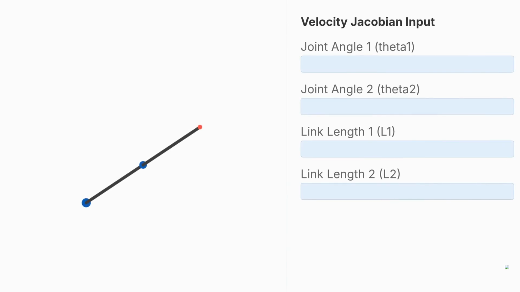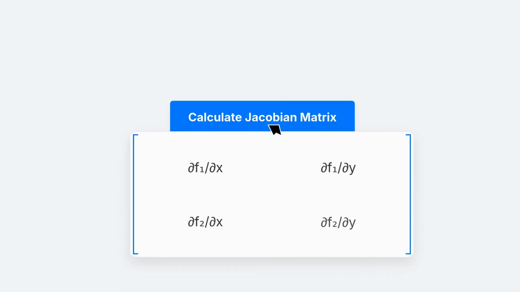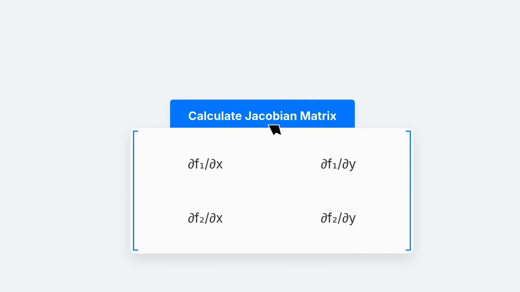For this example, I'll enter 30 degrees for joint angle 1, 45 degrees for joint angle 2, 1.0 meters for link length 1, and 0.8 meters for link length 2. After clicking Calculate Jacobian Matrix, the Results section displays the computed Jacobian matrix.